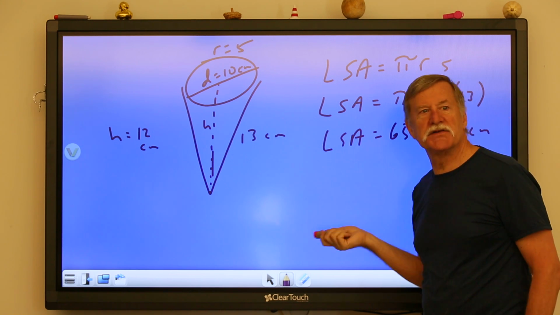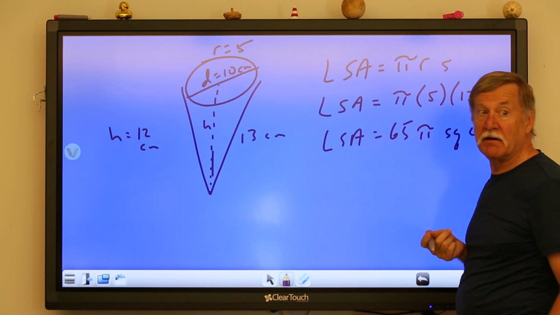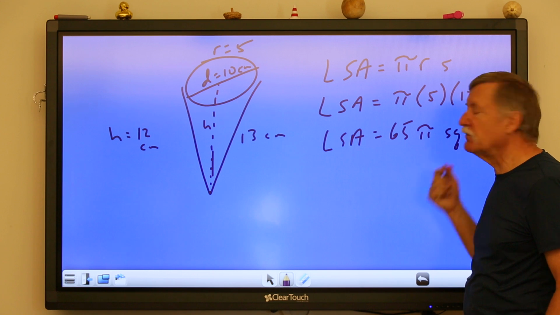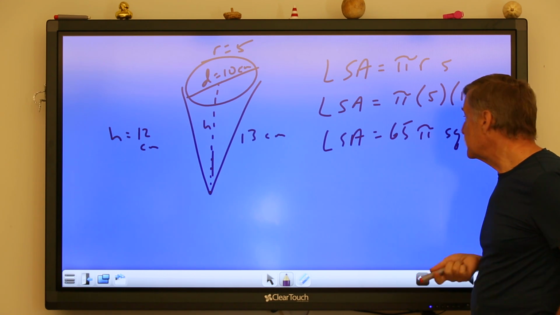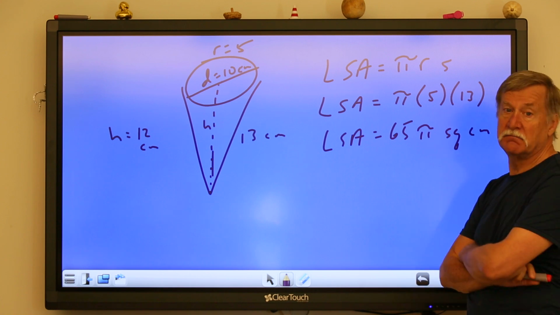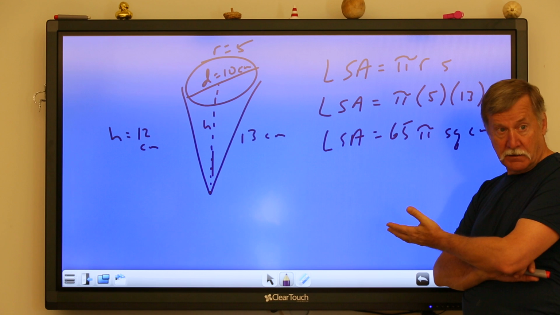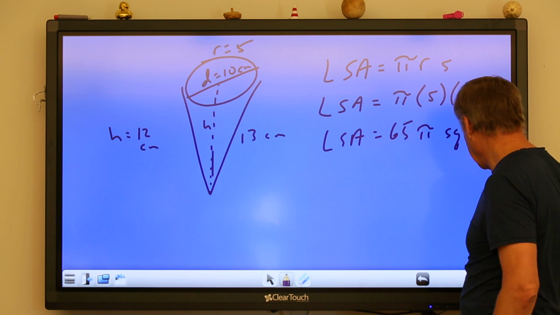And since it didn't tell us what to do with pi, we're going to leave pi as pi and have the area in terms of pi. And if they wanted 3.14, then we do 65 times 3.14 on the calculator and still get pretty much the same number of square centimeters. So that's the idea of lateral surface areas of cones and of pyramids.